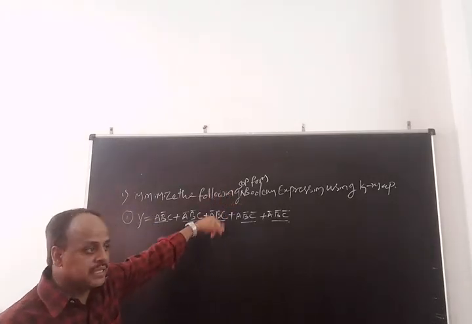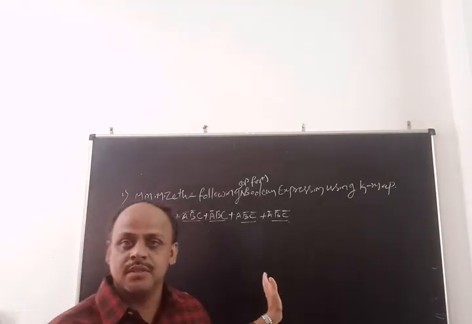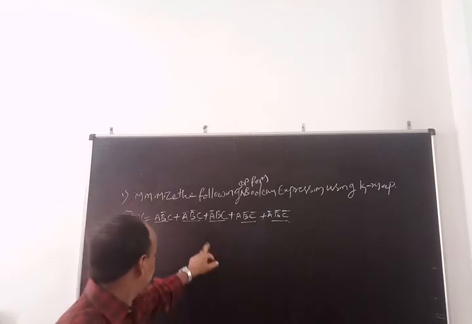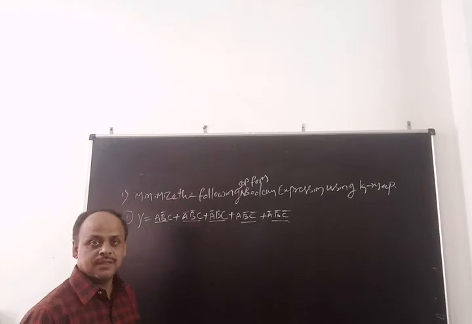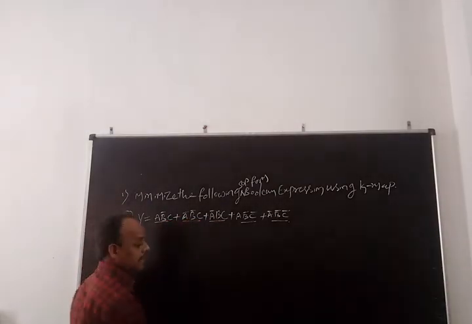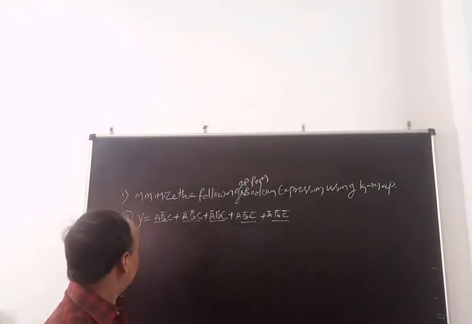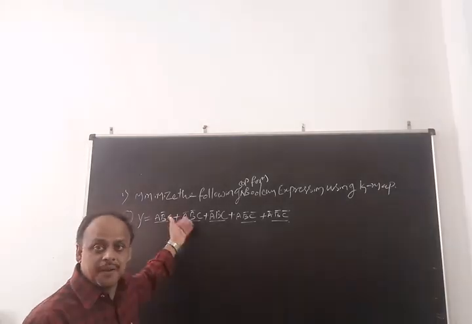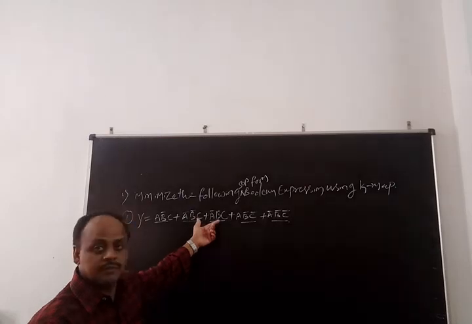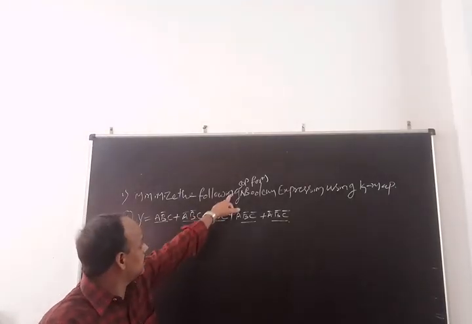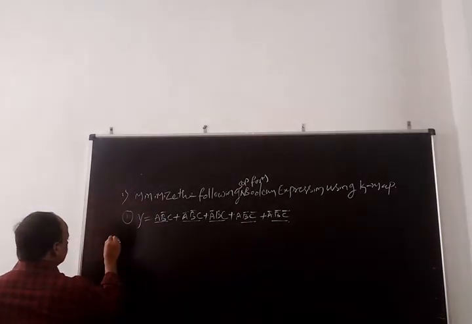SOP form expression means the given expression contains min terms. Between the min terms a plus operator is there, so that is sum of product form, because these are min terms. A min term means a product of several variables, right? So the terms are min terms, and between all the terms a plus is there, which means it is an SOP form expression. Now let us see how to solve it. Solution.